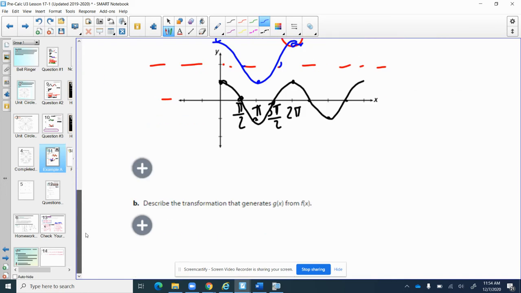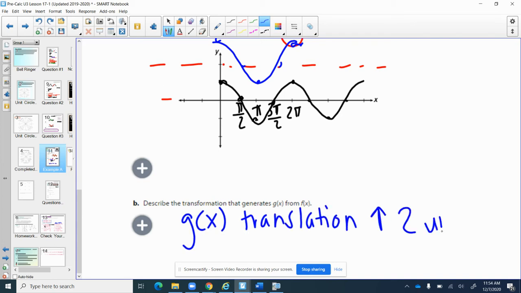Now, example B says, okay, describe what's going on. Well, again, g of x is a translation up 2 units.